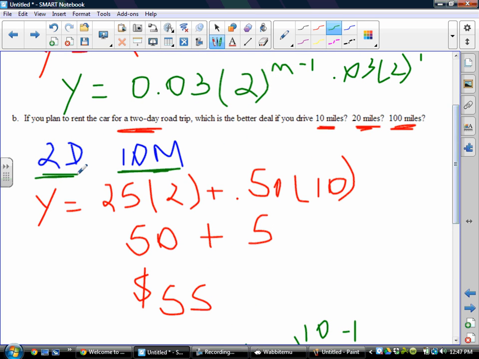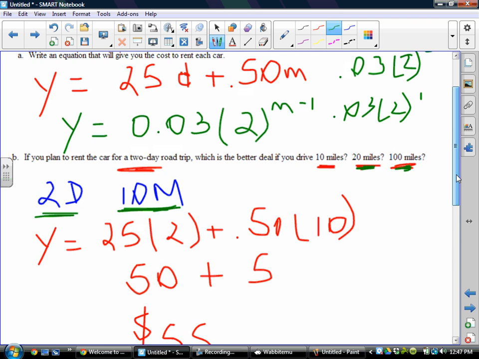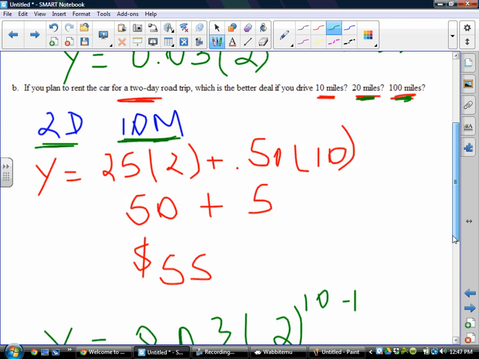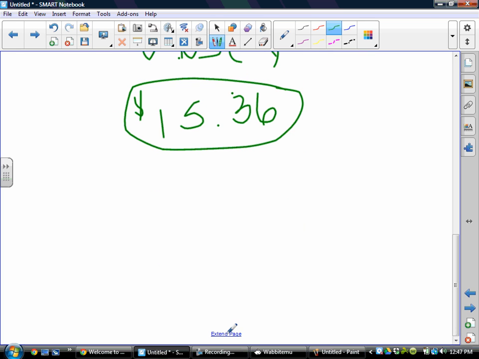Instead of 2 days and 10 miles, you'll plug in 2 days and 20 miles. You'll plug in 2 days and 100 miles. So you can double check which one you would rather go. But you can think about this. Think about the type of equations that they are. The Ripoff Rentals we said was linear, so it's constantly growing at the same rate. Think about what that line would look like.